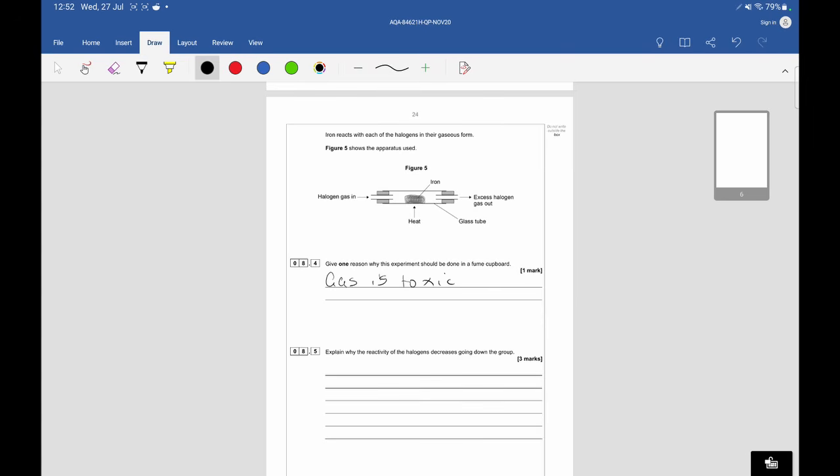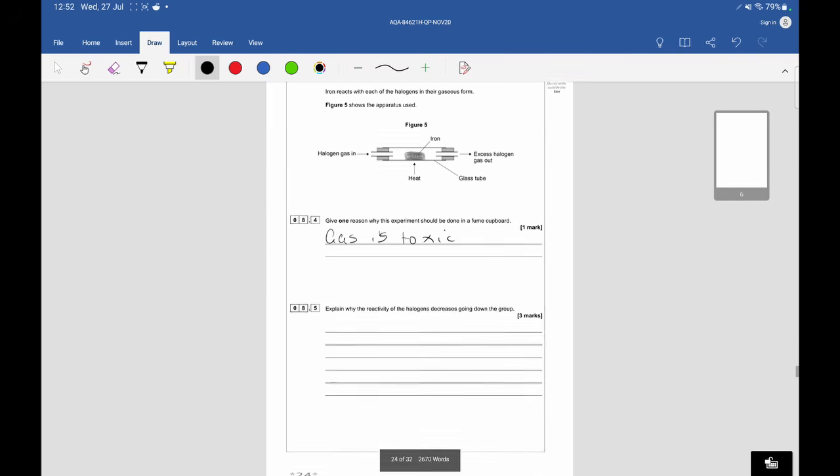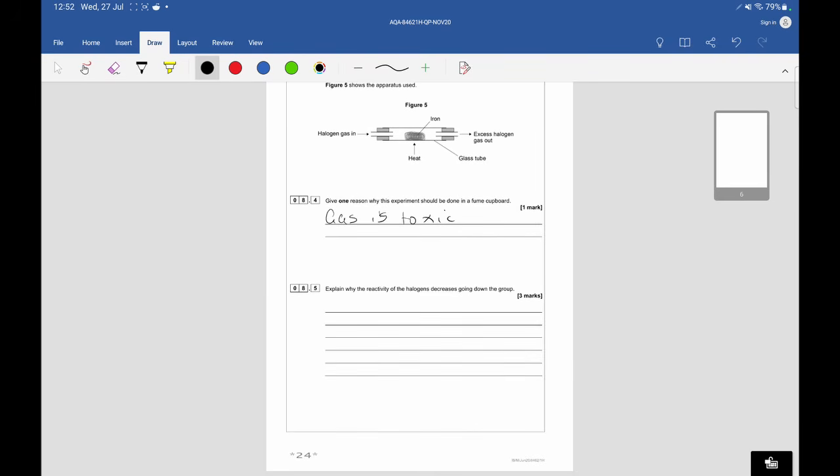It's going to be harmful. It's going to be poisonous. You don't want to inhale that thing. You don't want it leaking into a room. They're all pretty similar reasons.